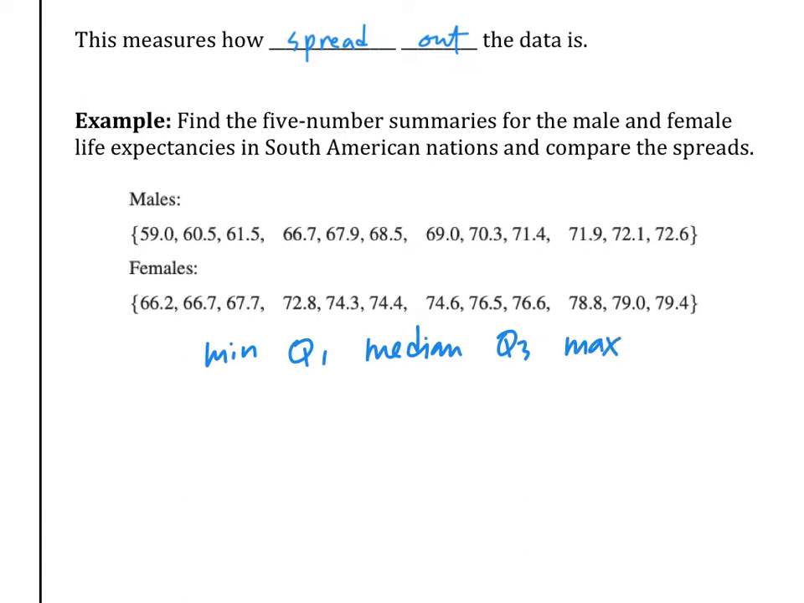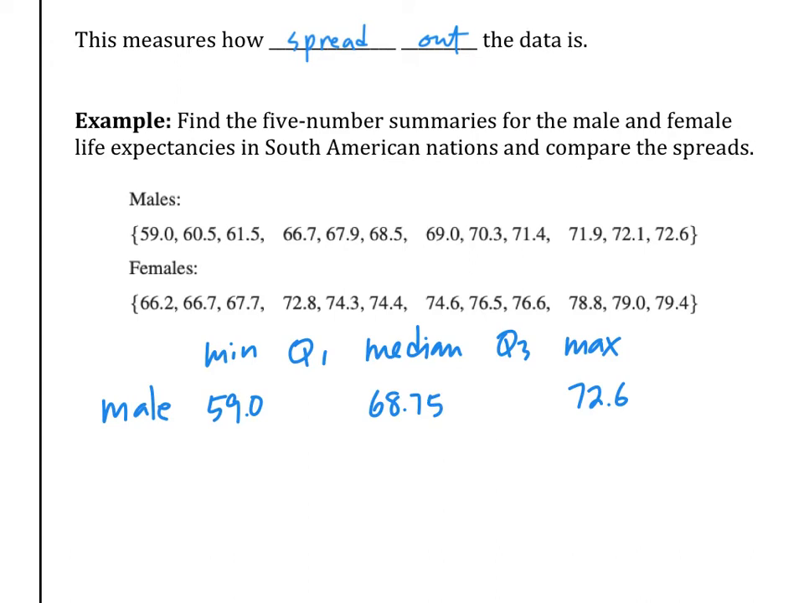Okay, so let's go ahead and look at the male data first. Let's put in the numbers that are very obvious. We have 12 numbers in each of the categories, and they already organized it for us from smallest to largest, so this should be pretty fast. For male, the smallest number is 59.0 and the highest number is 72.6. The median has to be right in the middle, so it has to be the average of these two, and that's pretty easy, 68.75.